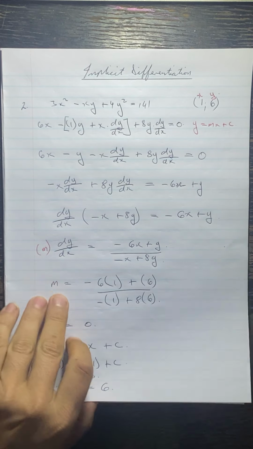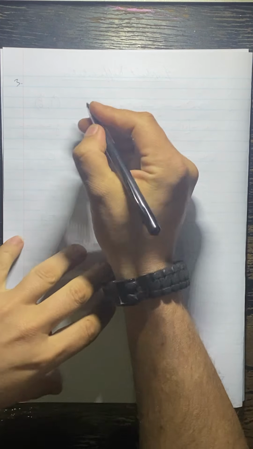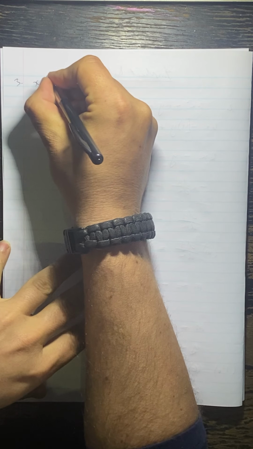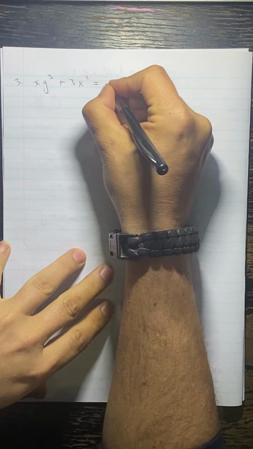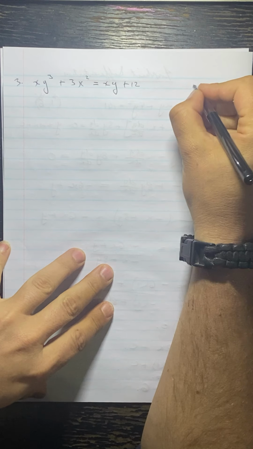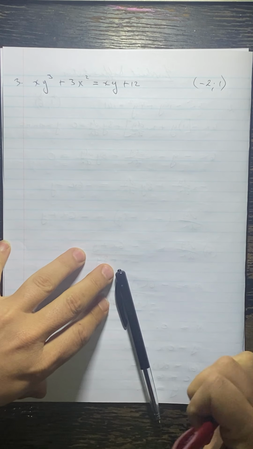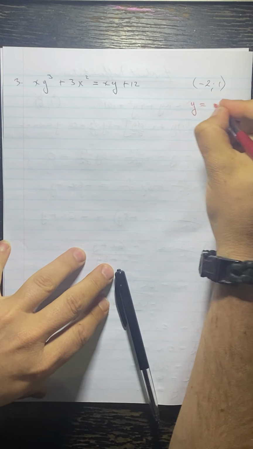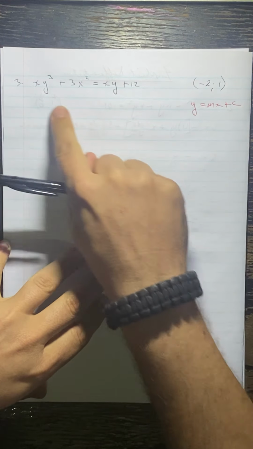All right, moving on to example 3. They're asking us here, determine the equation of the tangent to the curve xy cubed plus 3x squared equals xy plus 12 at the point (-2, 1). Okay, so it's the equation of the tangent. Just remember the equation of a tangent is y is equal to mx plus c. In order to find the m, we need to differentiate this.